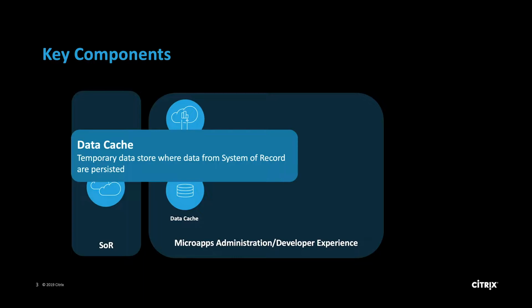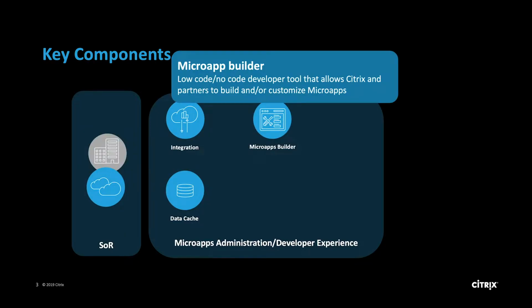So the reason why we are storing the data in the cache is to capture snapshots of the data, compare them, and identify updated, new, deleted, or other changes in the data, and based on that to be able to trigger notification events for the end users. A microapp builder is a low-code or no-code developer tool that allows our partners or microapp developers to build and customize microapps.